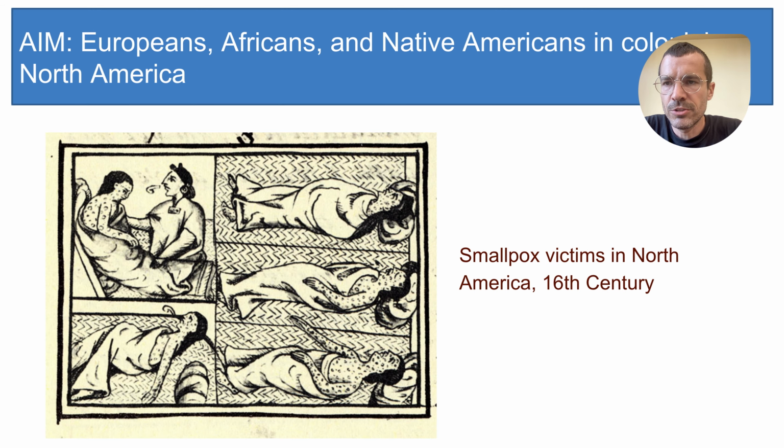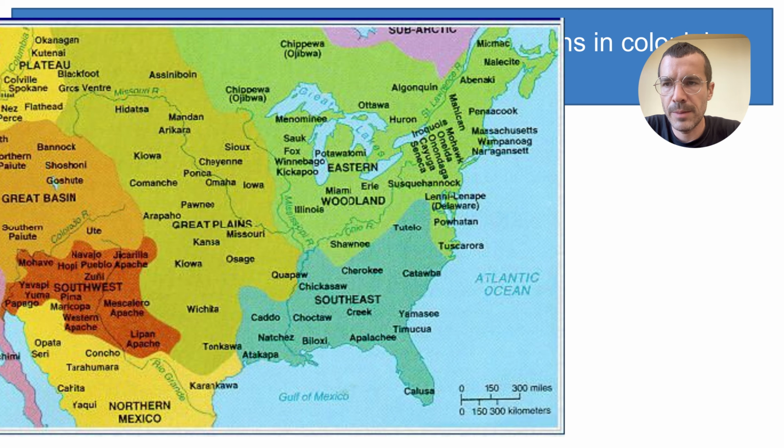The final cultural influence was the people that were already in North America when the colonists arrived, the Native Americans. You already learned in the last video about the devastating effects that Old World diseases had on Native Americans once the Europeans arrived. This map shows the hundreds of different tribes that inhabited North America before the colonists arrived.